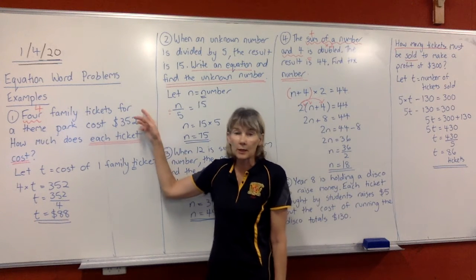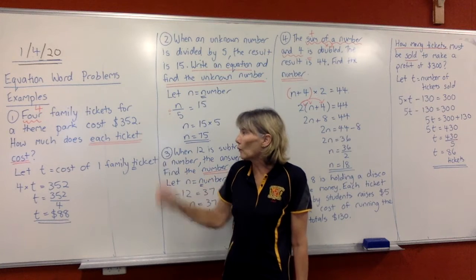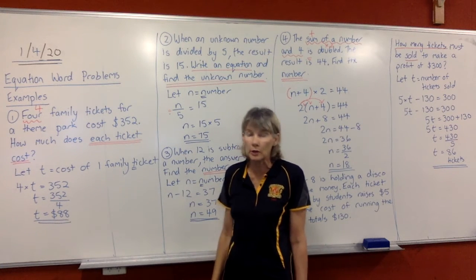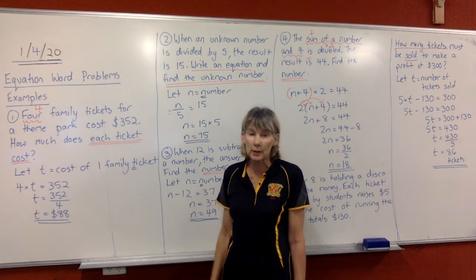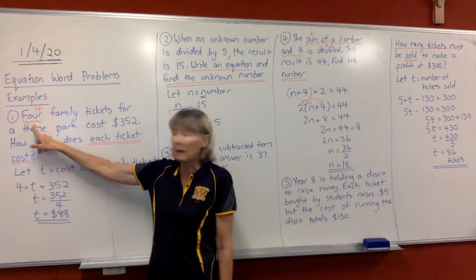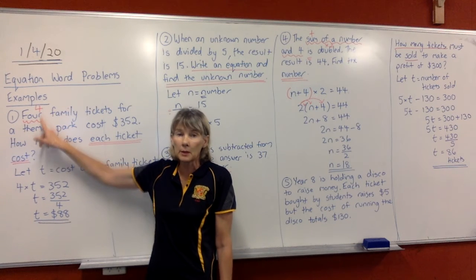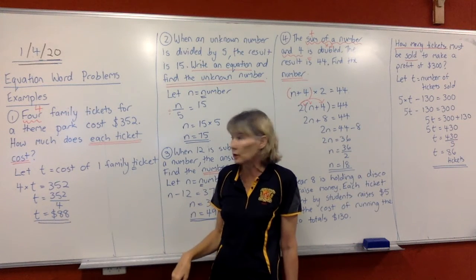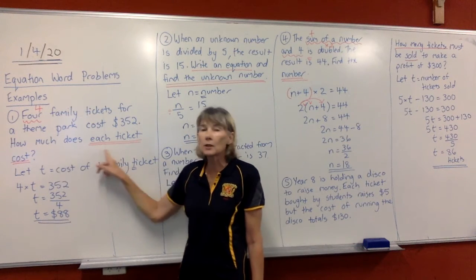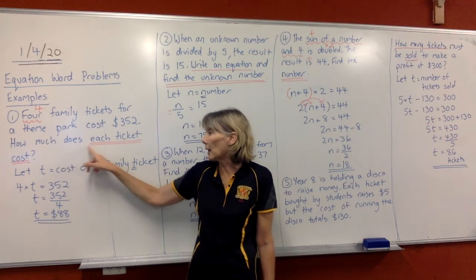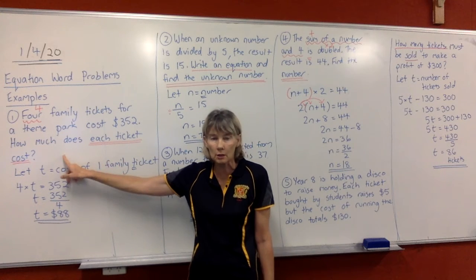Okay, the first one starts off fairly easily. We have 4 family tickets for a theme park costing $352. How much does each ticket cost? So remember, if you've got a word number, we're going to change it to a number. So it's 4 tickets costing $352. You always underline what they're asking for. Okay, so they've asked for how much does each ticket cost.